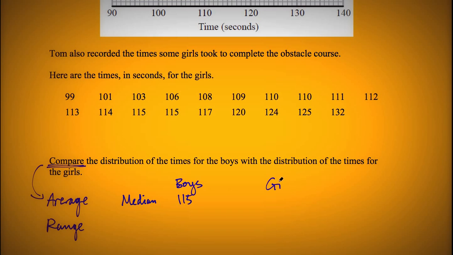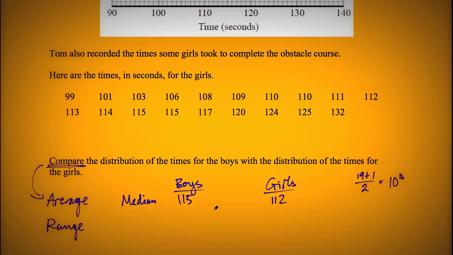And for the girls, it's the middle number. So we've got 1, 2, 3, 4, 5, 6, 7, 8, 9, 10, 11, 12, 13, 14, 15, 16, 17, 18, 19 values. The middle value is going to be the (n plus 1) over 2th value. So that's the 10th value. 1, 2, 3, 4, 5, 6, 7, 8, 9, 10. And quite obviously actually the 1 on its own at the end of that line. So girls' median is 112.